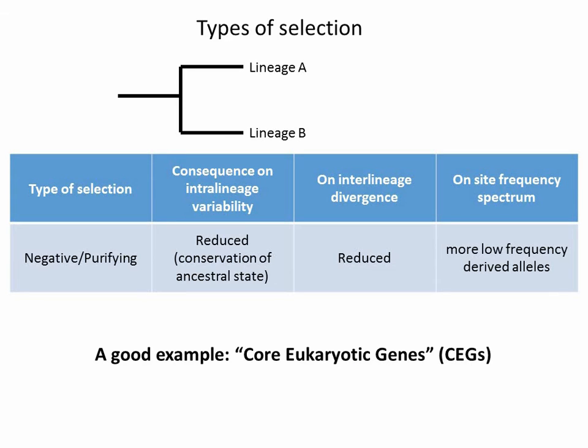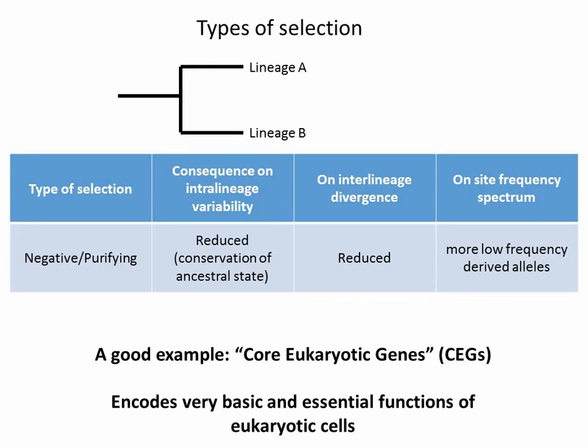A good example of genes that are under purifying selection is what are called the core eukaryotic genes. These genes are very conserved between all eukaryotes. And why are they conserved? Most probably because they are under purifying selection. They are under purifying selection because these genes encode very basic and essential functions for eukaryotic cells, such as the membrane, the nuclear structure, or the cytoskeleton, like microtubules, this kind of thing.